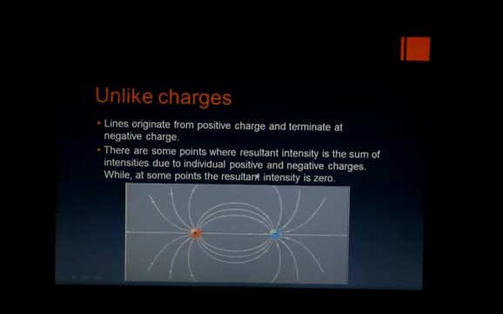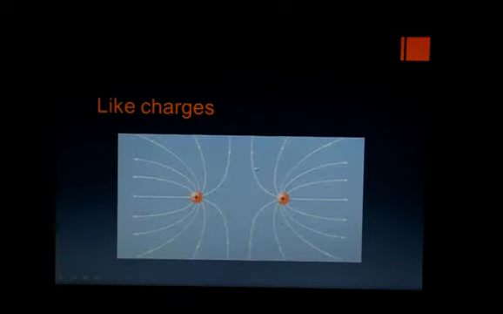And there are some points where the lines of force are equal in magnitude but opposite in direction, like here. Here the lines of force cross each other, and this shows zero resultant intensity, and such points are known as neutral points.